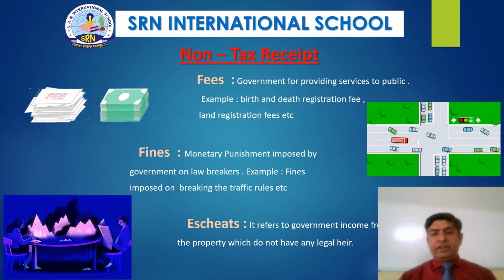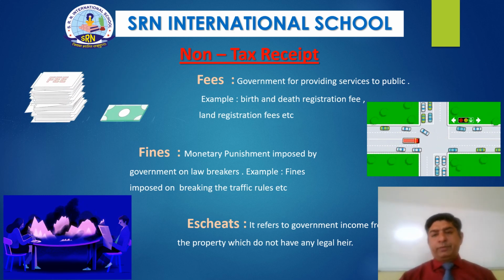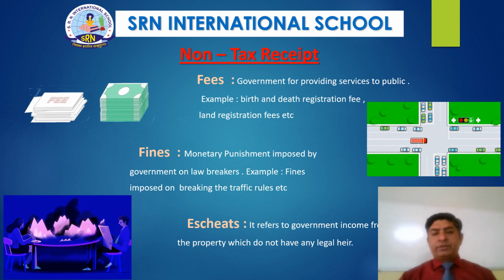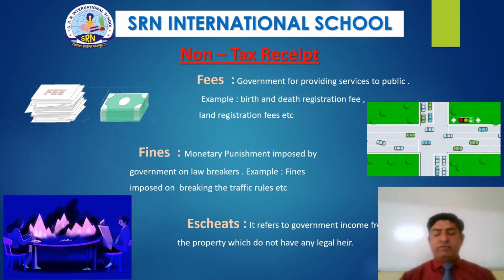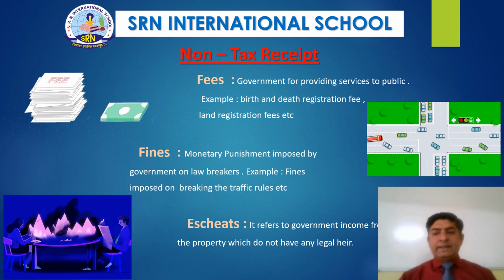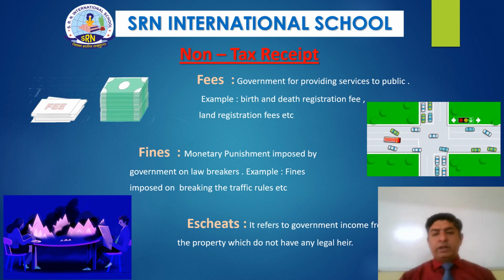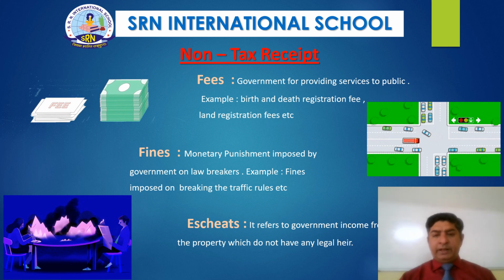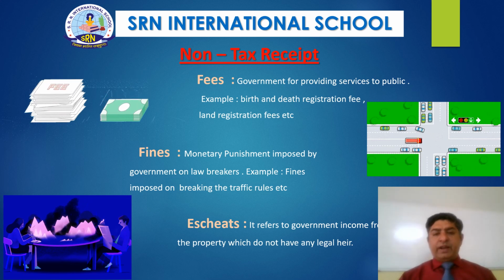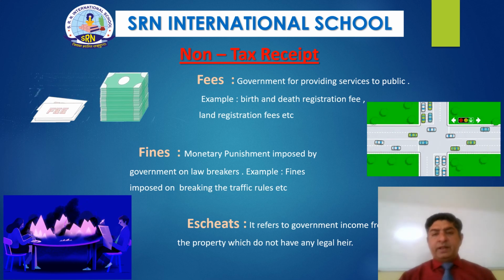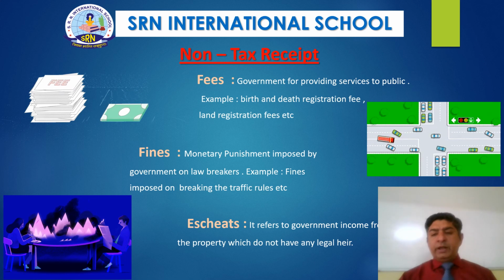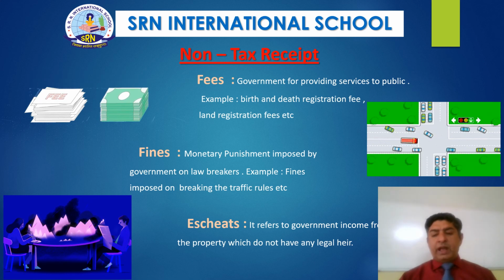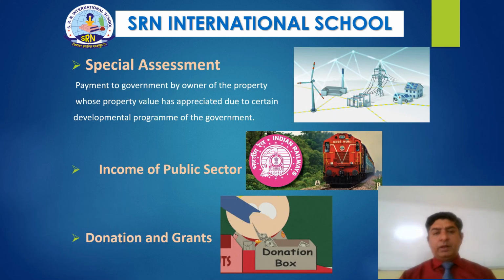Let's here come to the non-tax receipts. First is fees. Fees is the government receipt for providing services to the public like birth and death registration fees, land registration fees, etc. Fines, basically the monetary punishment imposed by the government on the lawbreakers. Examples are fines imposed by the government on breaking the traffic rules, etc. Let's come here to the escheat. Escheat refers to the government income from the property which does not have any legal heir.